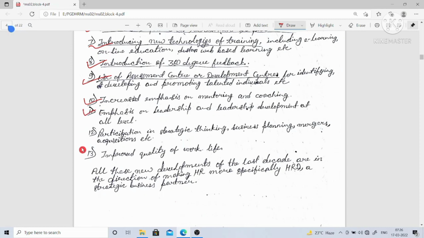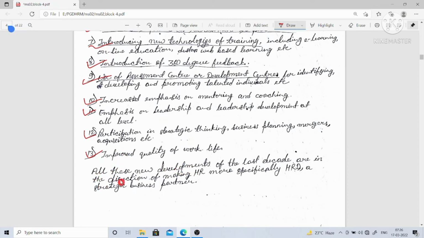12th given, participation in strategic thinking, business planning, mergers, acquisitions, etc. And 13th given, improved quality of work life. So that is also becoming the work of the human resource department, to design the system in such a way that improved quality of work life can be achieved.